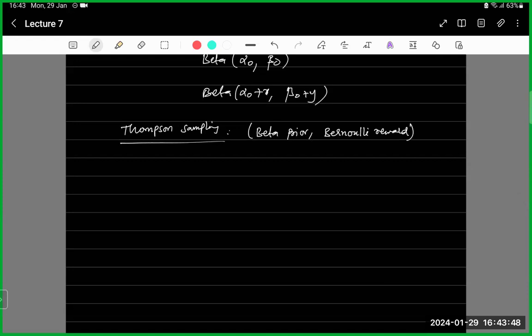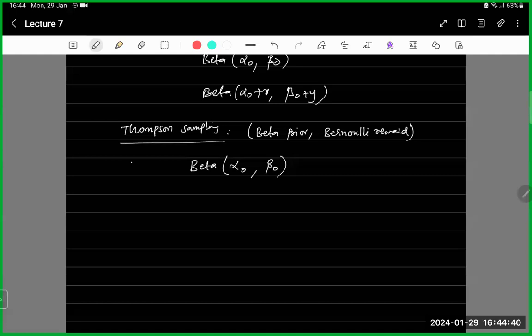Initially, we'll have a beta with, let's say, alpha naught and beta naught. It need not be a uniform distribution. Let's say you know something about that arm already. You can incorporate that in alpha naught and beta naught if you want. If you have some prior information, either through your friends or someone who has played that game before, you can incorporate that in the beta prior. If you don't know anything, you can take alpha naught equal to 1 and beta naught equal to 1. If you know something, you can use that information to calculate alpha naught and beta naught. This is the prior.